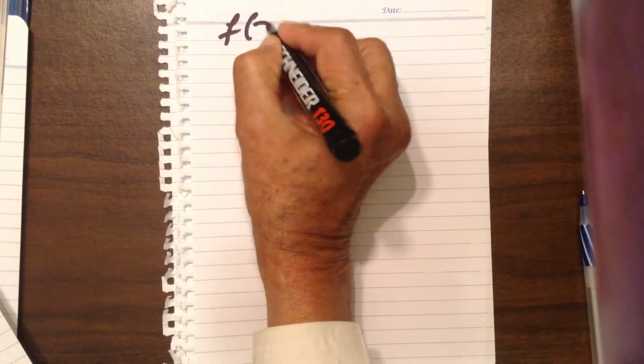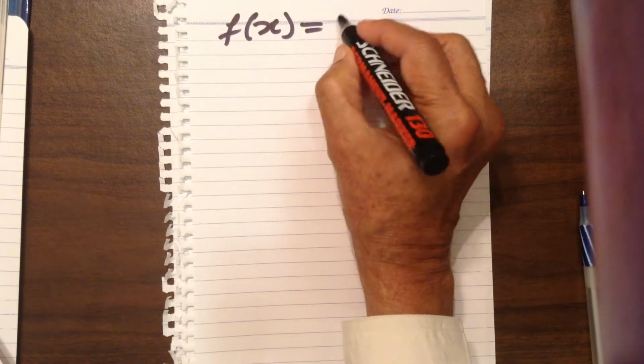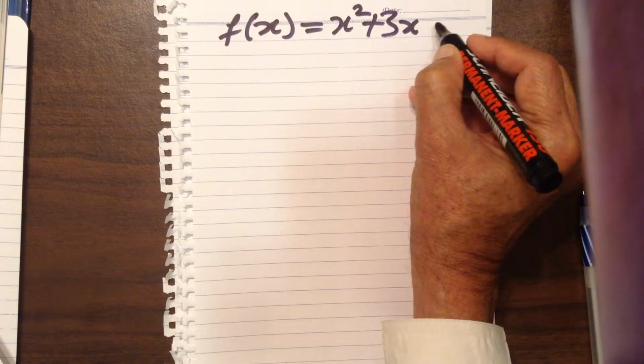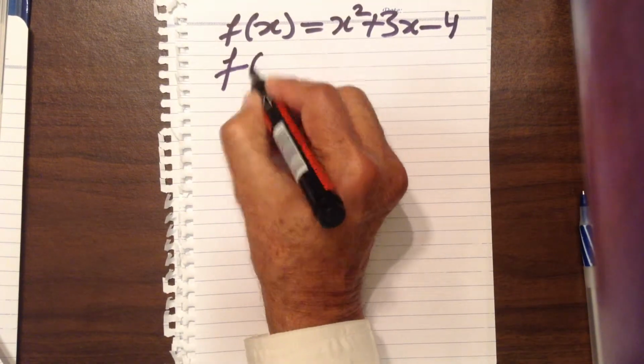Okay, let us get started. I will do questions 1, 2, 3, 4, 5, 6 and 7. Question number 1 is f(x) is equal to x square plus 3x minus 4. We are required to find the value of f of 2.